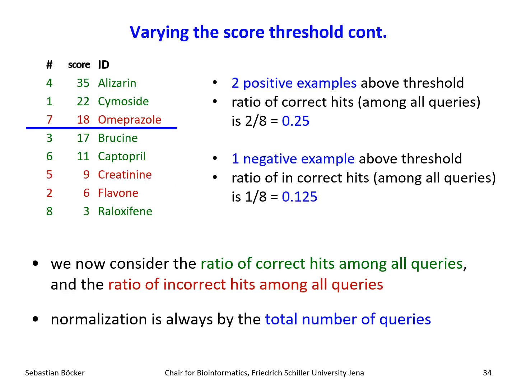And we are back to the example that I showed when we did FDR estimation, but here we will simply count how many of the hits above the threshold are correct and how many are incorrect. And then we will again normalize by the total number of hits, which is 8 in this example. So with this threshold, we have 2 positive examples, 2 correct hits above the threshold. 2 of 8 is 0.25 and 1 is incorrect, 0.125. Okay, just keep in mind we are normalizing by the total number of queries.